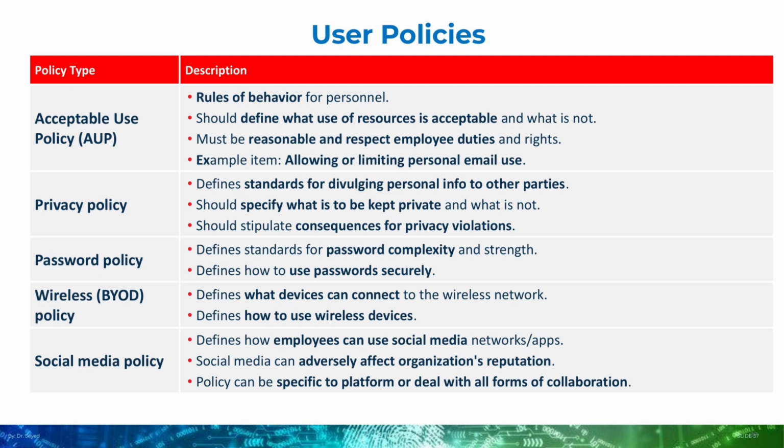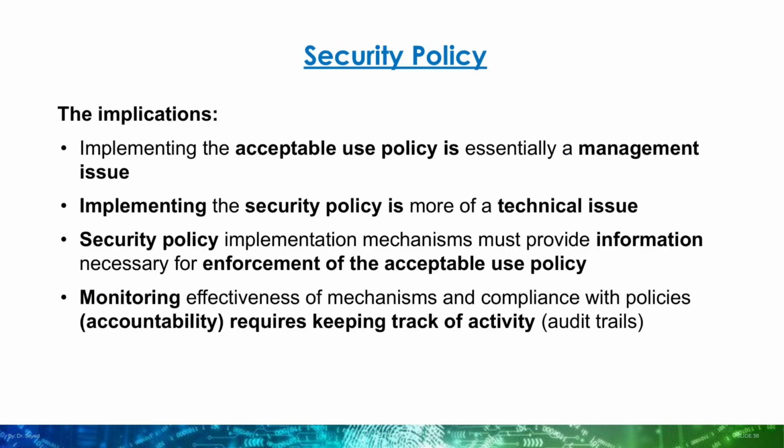User policies are the clear guidelines for employees to protect the organization from internal threats. These include things like acceptable use, privacy, password policies, wireless BYOD, rules for using personal devices, and social media policies. Clear rules are essential for safeguarding digital assets. Here is a key distinction. Implementing the acceptable use policy is essentially a management issue, getting people to follow the rules. Implementing the security policy is more of a technical issue, setting up firewalls and encryption. The technical mechanisms must provide the audit trails needed to enforce the AUP.